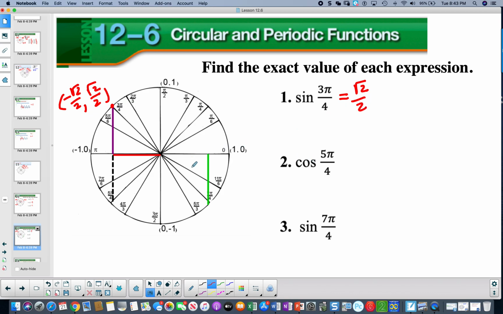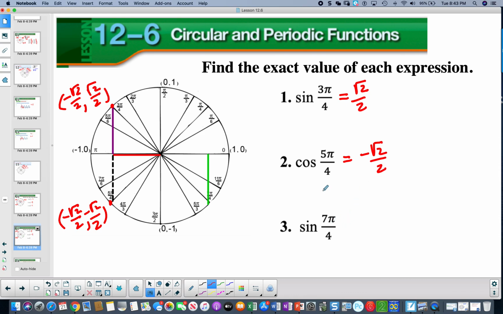Okay, 5 pi 4ths is located right here. And again, the reference angle is pi 4ths, or 45 degrees. So this is going to be negative root 2 over 2 and negative root 2 over 2. Remember, just 3 numbers. The cosine will be equal to negative root 2 over 2.